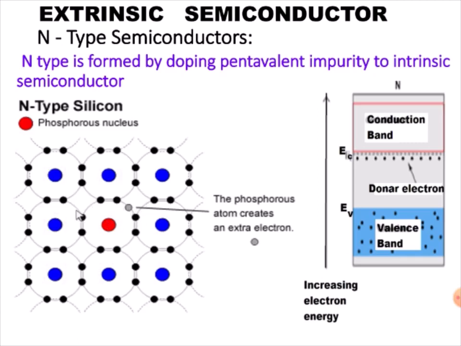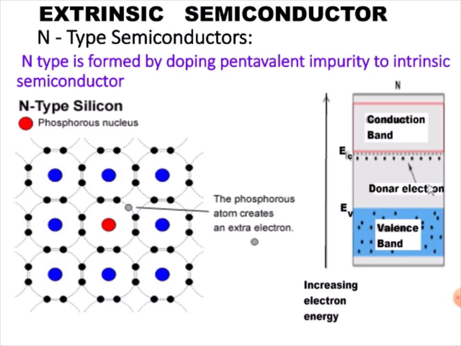So what happens when this electron is donated or jumps somewhere else? The atom will carry a positive charge. Now the energy level of a donor electron is just below the conduction band and close to it, not in between the valence band and conduction band, rather very close to the conduction band, just below it.